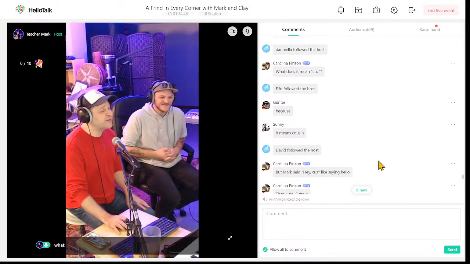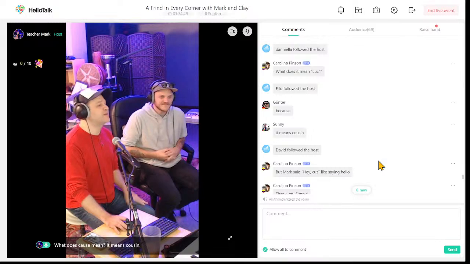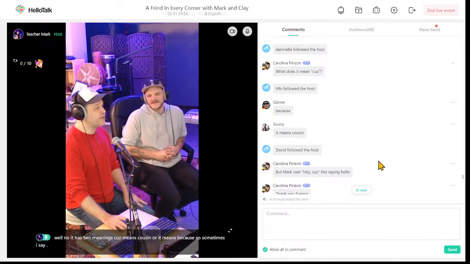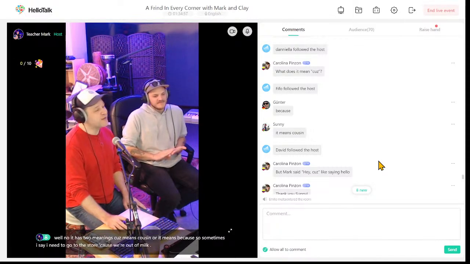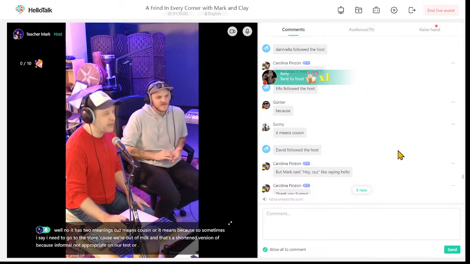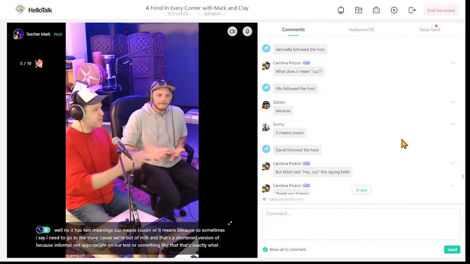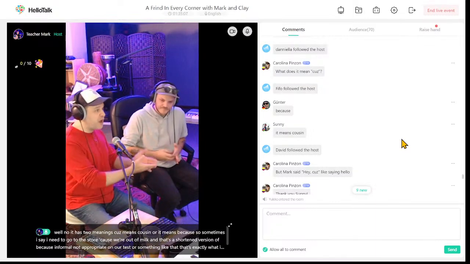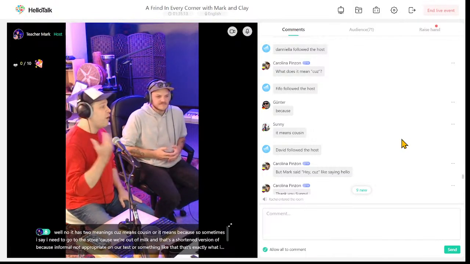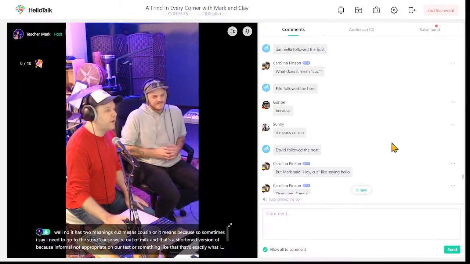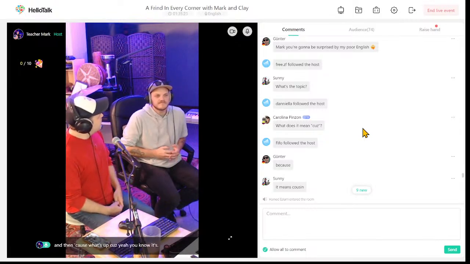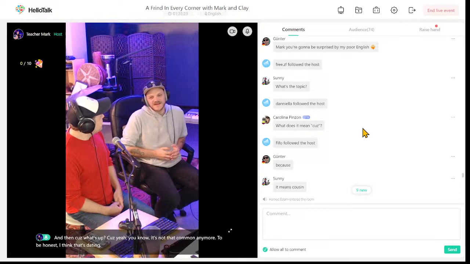What does cuz mean? It means cousin. Well, it has two meanings. Cuz means cousin, or it means because. So sometimes I say, I need to go to the store cuz we're out of milk. That's a shortened, informal version of because, not appropriate on a test. Should you use cuz, meaning because, in a text message? No problem. On a test paper? No. And then cuz, as in what's up, cuz, is not that common anymore, to be honest. I think that's dated, like the 90s or 2000s.